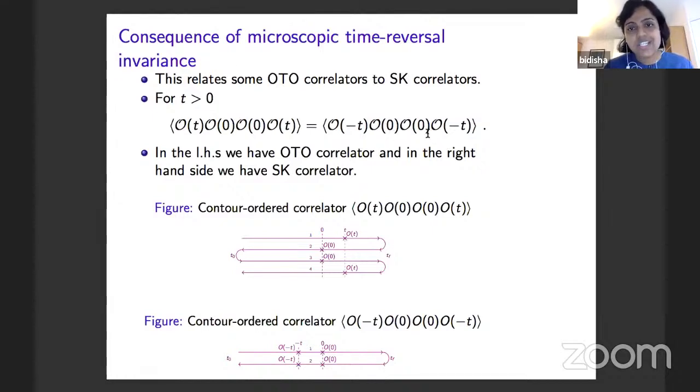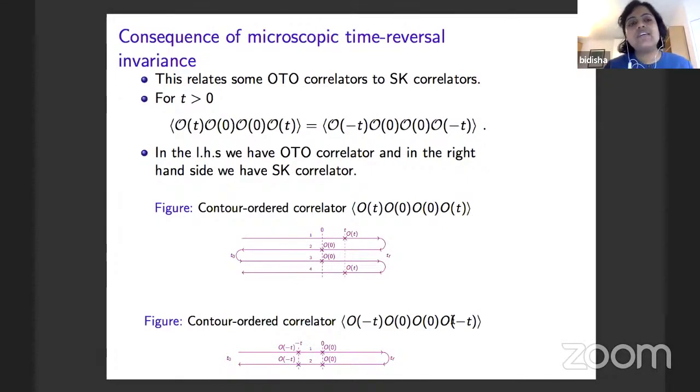Now look at this correlator. This is just a correlator which you can define on a single time fold contour. So these are two pictorial representations for these two correlators. So you start with this correlator, which has to be defined on two time folds, but under time reversal transformation, it maps to a correlator, which can be defined only on a single time fold.